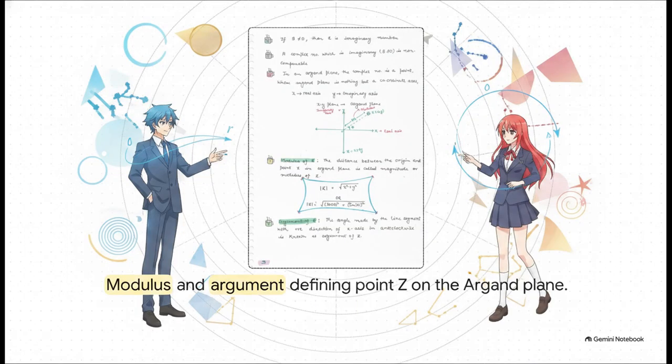Now, on this new plane, we don't have to just rely on x and y coordinates to find our point z. We can actually plot it using its exact distance directly from the origin, which we call the modulus, denoted by those absolute value bars around the z, and its angle relative to the positive real axis, which we call the argument. Basically, the modulus gives us the length, and the argument gives us the direction.